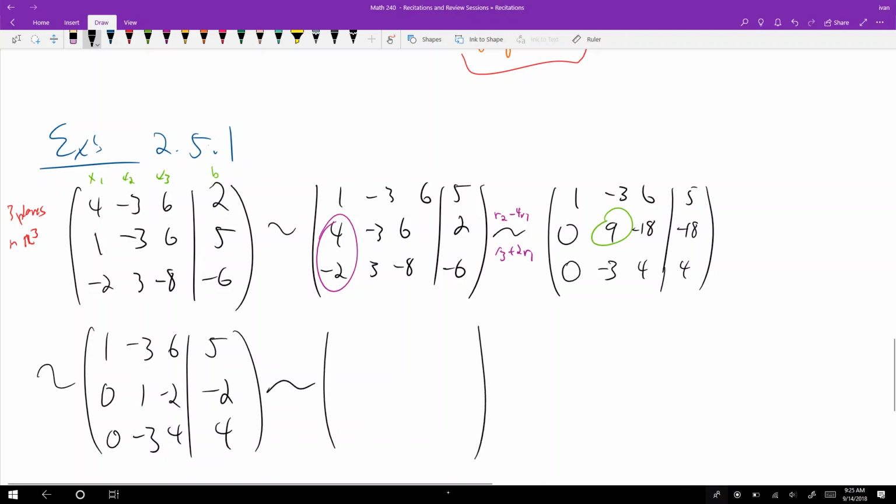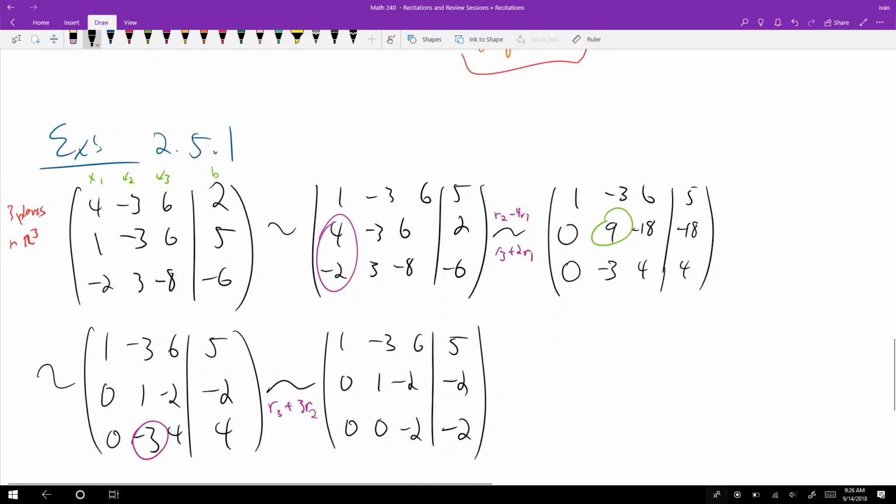Okay, and then now we want to zero out this guy, which is row 3 plus 3 times row 1. Row 2, thank you. And so 1, negative 3, 6, that's a negative 3. 5, 0, 1, negative 2, negative 2, 0, 0, 4 plus negative 6, negative 2, negative 2.